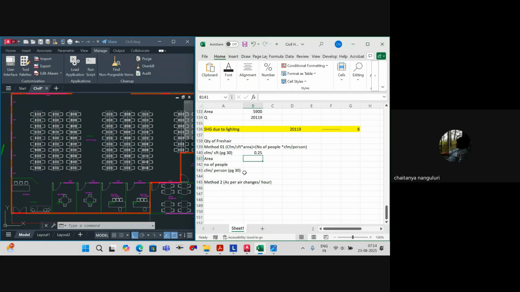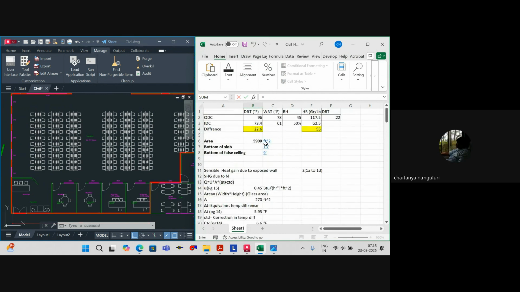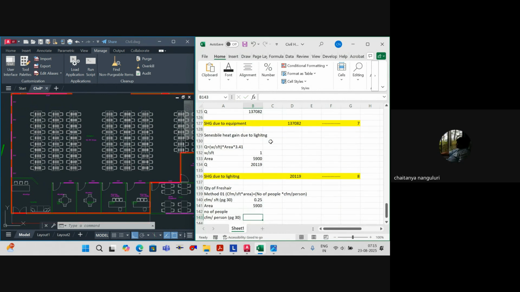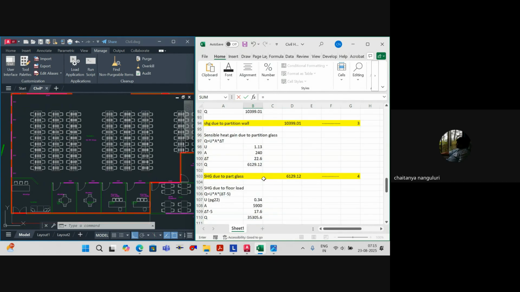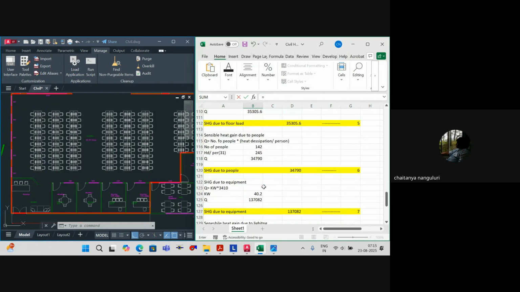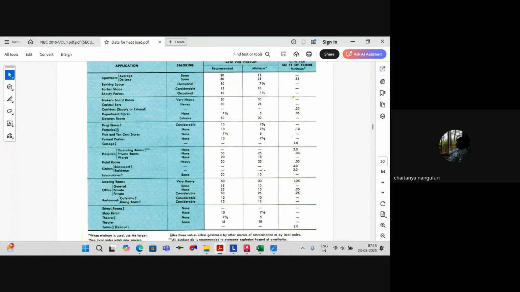Then coming to the next one, area. The area is how much? 5900. I'll directly take it from here. And then the number of people. We already calculated, 142. And then CFM per person, you get it again for the same location, office area. This is the recommended value.